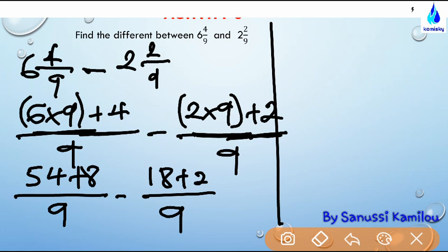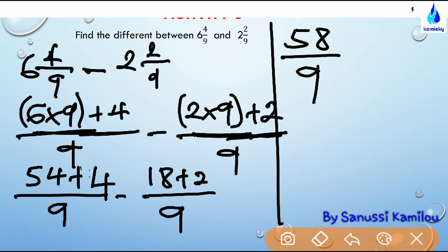Now, what do we do? Sorry, there's a problem here. Look at this one. Very good. We have to do 54 plus 4. So plus 4. That is 4 that we are having there, our numerator. So it's giving us what? 54 plus 4 will give us what? 58. Correct. Over what? 9. Very good.